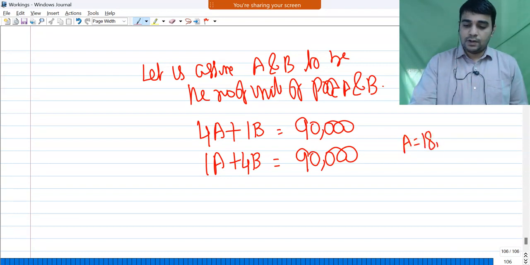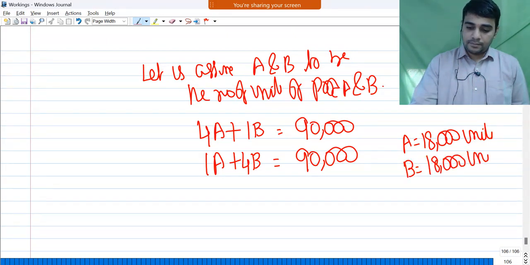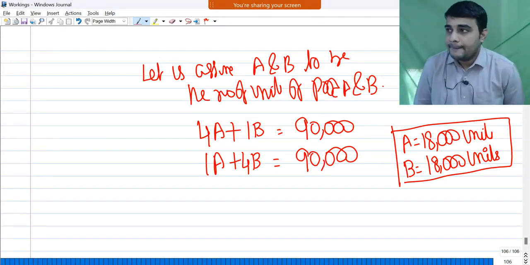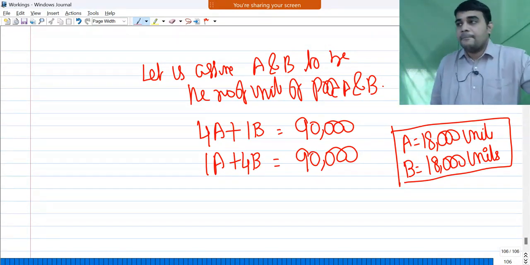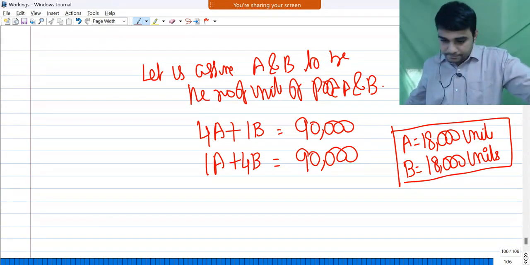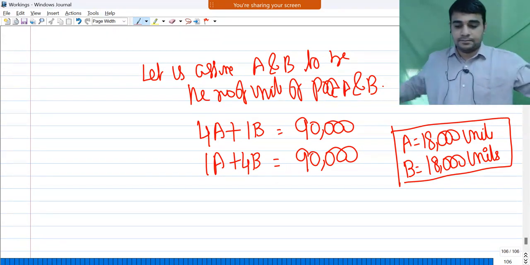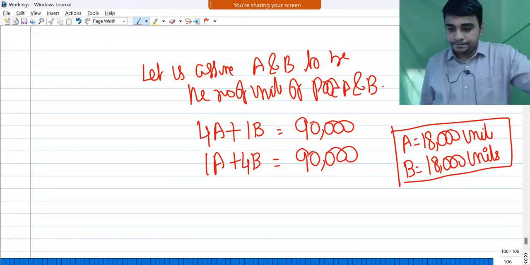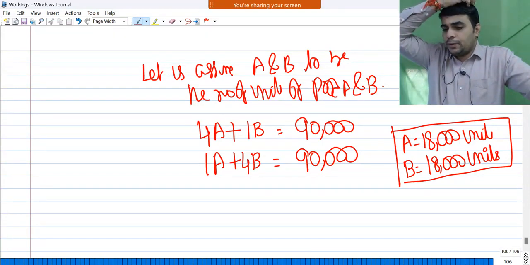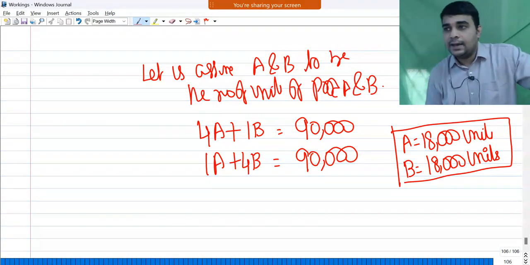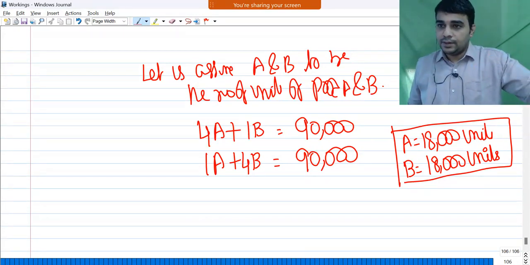Solve the equations. So I'll produce 18,000 units of A and 18,000 units of B. That's the production the company is likely to do. Any doubts on this? Clear?